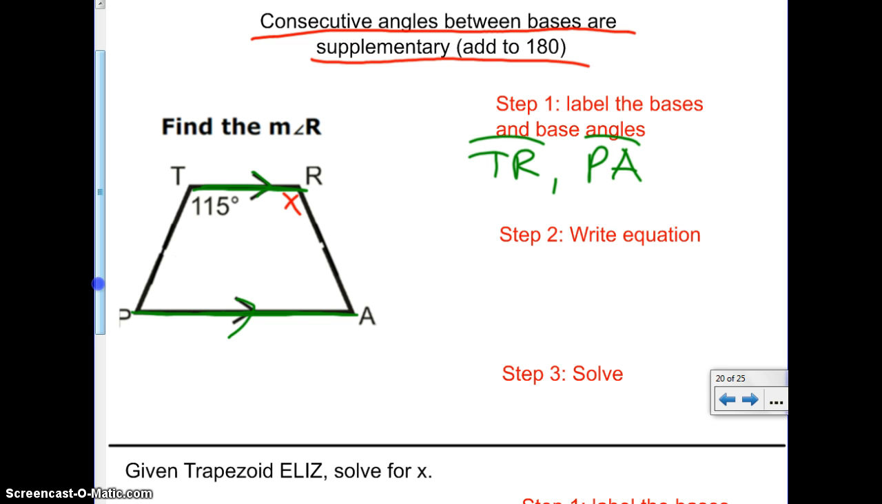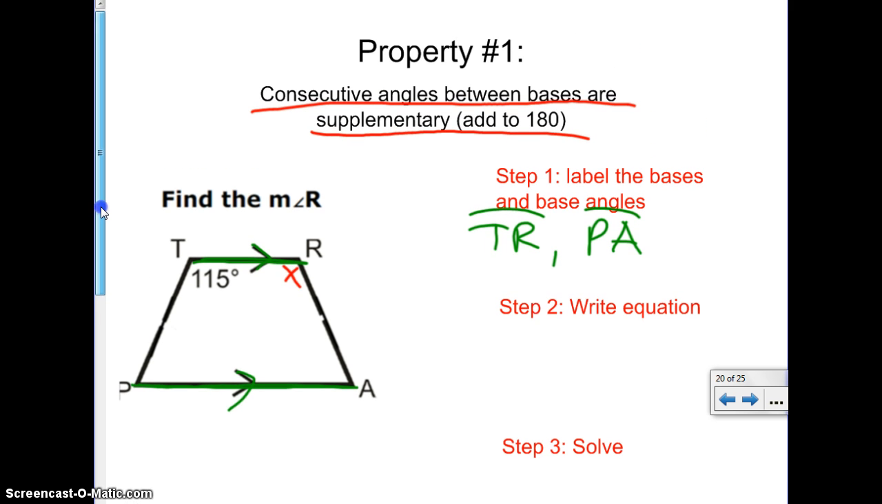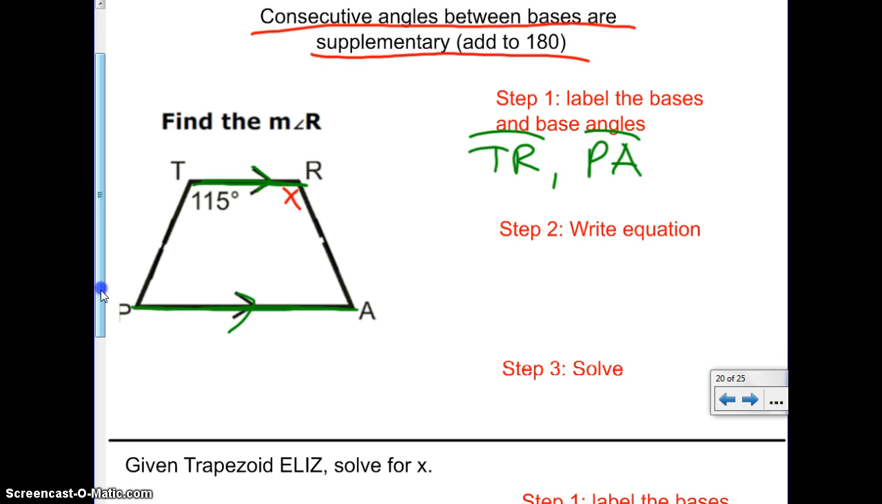Step 2, you have to write an equation. Well, let's go back up to what our property is. It says consecutive angles next to each other between bases are supplementary. So that means T and R are supplementary because they're consecutive and they're between bases. So our equation would look something like this. Angle T plus angle R equals 180 degrees. Now let's just plug in what we have. Angle T is 115 degrees, and angle R we're just labeling X.